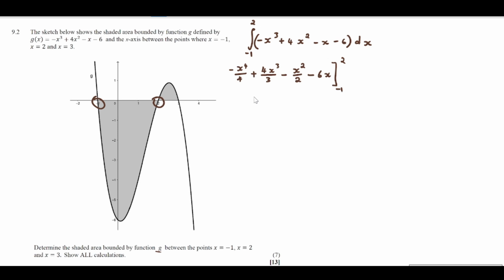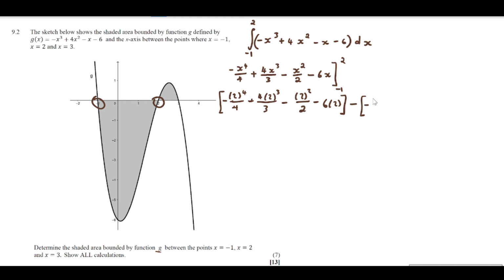And then what's going to happen now is substitution. We're going to start by substituting 2, so I'm just going to put in my square bracket here and have negative of 2 to the exponent of 4 divided by 4, plus 4 into 2 to the exponent of 3 divided by 3, and then you're going to have minus into 2 to the exponent of 2 divided by 2, minus 6 into 2, minus, and then you subtract 1, you put negative 1.